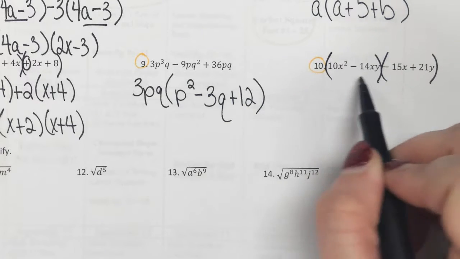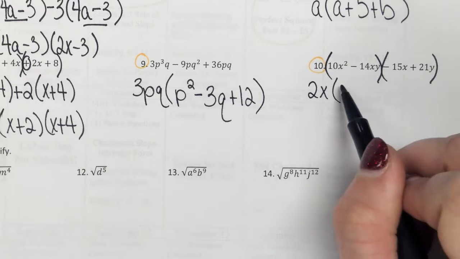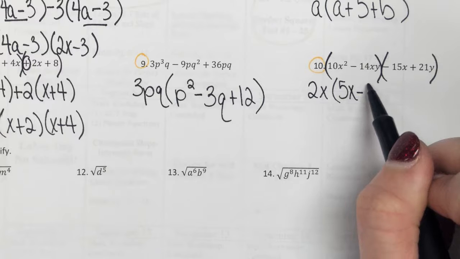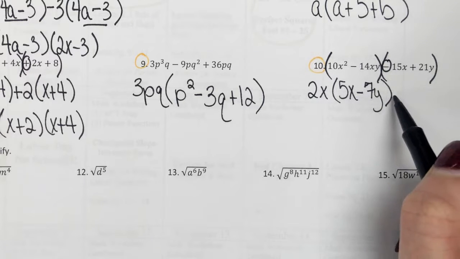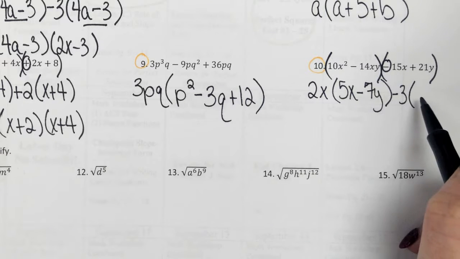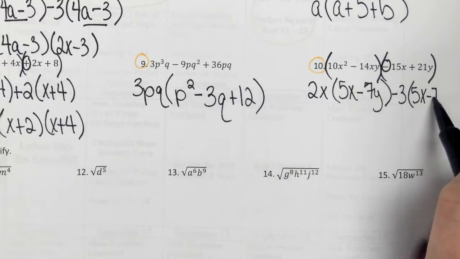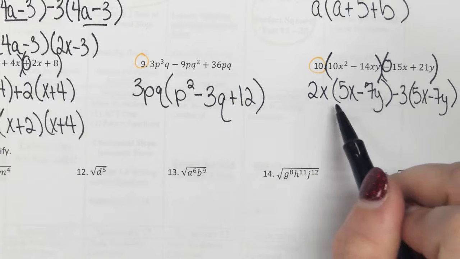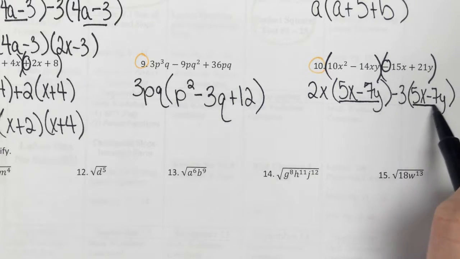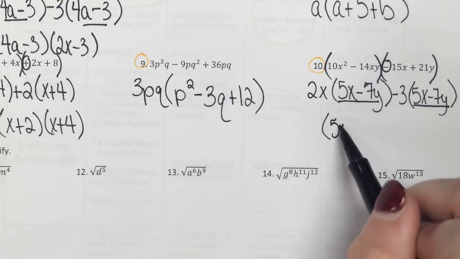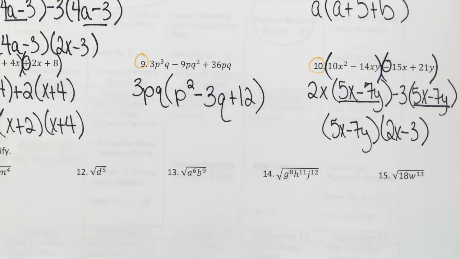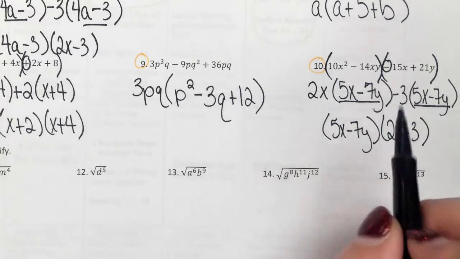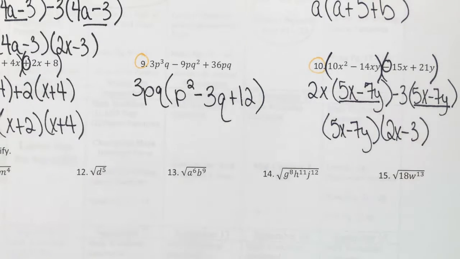What about the first 2? 2x, which leaves me with? Beautiful. There you go. A negative how much? 3. Perfect. Very good. Okay. These 2 guys are the same. So 5x minus 7y. And there you go. Doesn't matter the order. As long as you have 2x minus 3 together and 5x minus 7y together, you're okay. Is that okay?